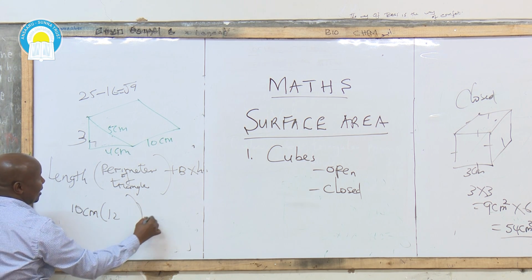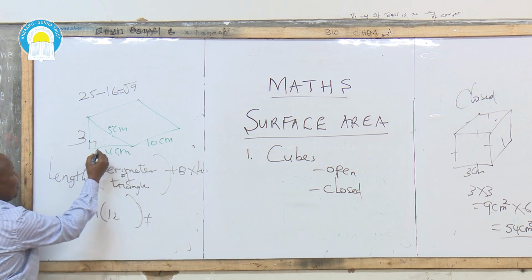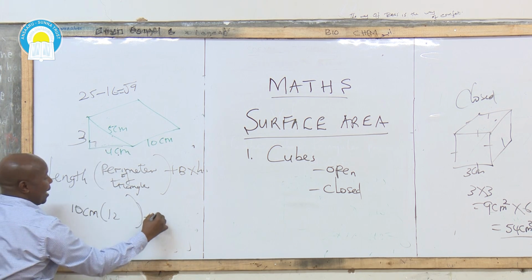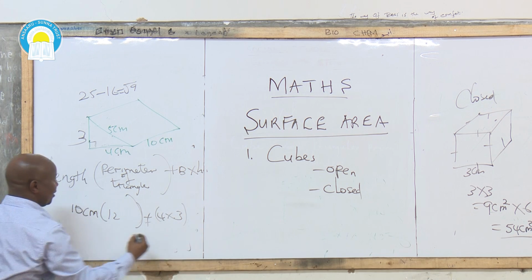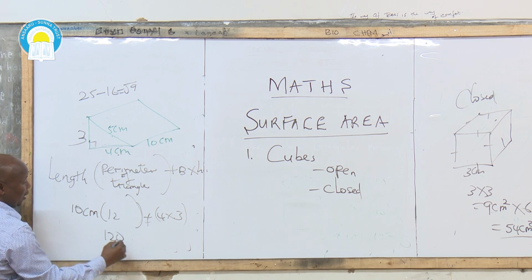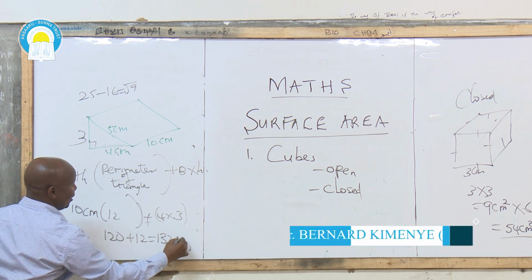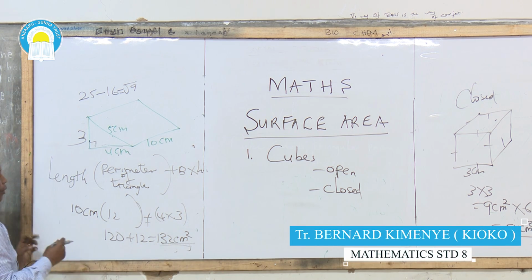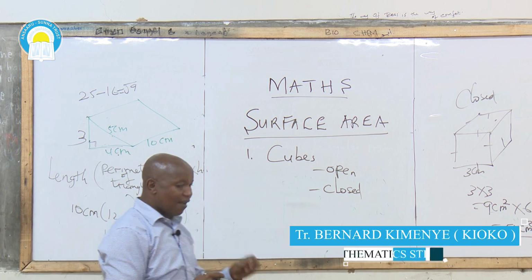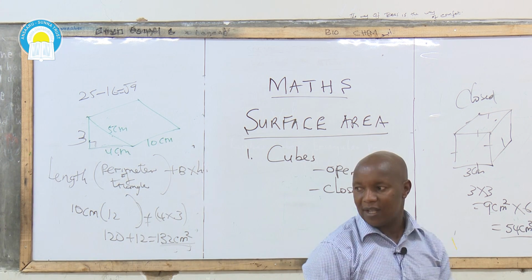Then into bracket, plus base times height. This is the base and this is the height, plus 4 times 3. Then you get the answer. Here we have 120 plus 12, which is equal to 132 centimeters squared. That's how you get surface area of a triangular prism.